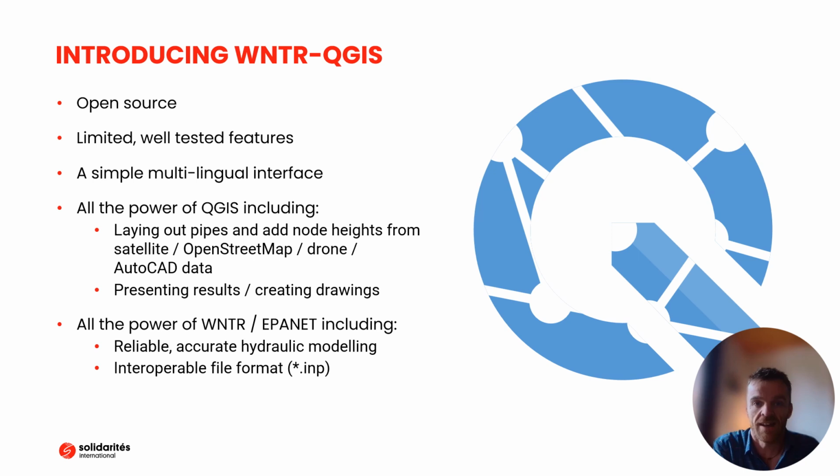For example, to add heights to nodes automatically from survey or satellite data. When you're laying out your pipes, you can do it on a background of OpenStreetMap or drone data, data from AutoCAD, whatever you have. And you can use QGIS for presenting the results and even creating drawings. And because the hydraulic modeling is done with EpiNet, you have that certainty, the reliability of the hydraulic results.